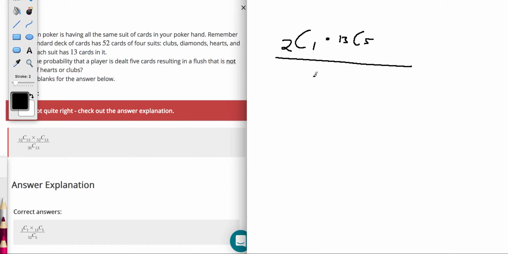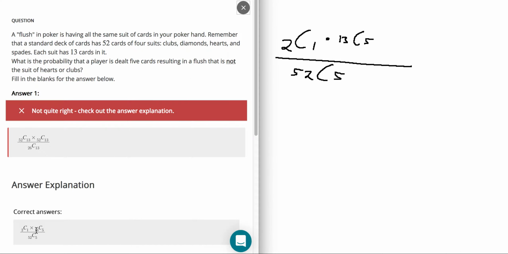So the bottom part of the formula is always the total, okay? Because when you're trying to calculate a probability, it's the amount you're interested in divided by the total. There's 52 cards we're choosing from, and we need to only pick 5 for our hand. So that's how this problem got to that solution.